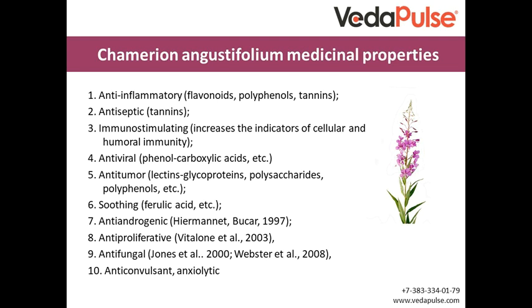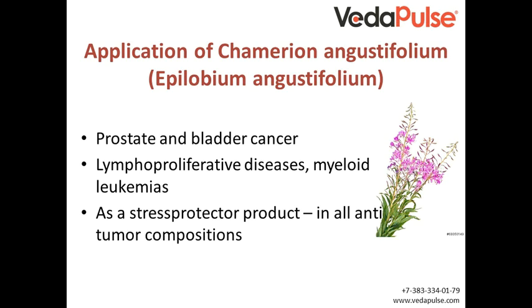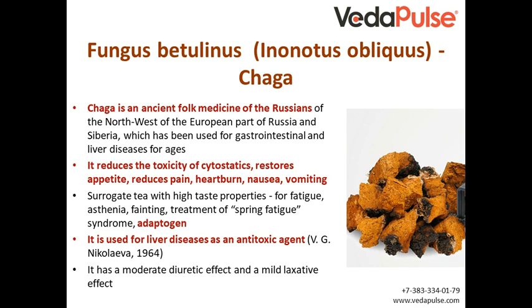We indicate Comarum non-fermented products based on the dried leaves of Comarum to patients suffering from prostate and bladder cancer, and also as an anti-stress protective remedy in all tumor compositions. We have already mentioned the effects of chaga, as it reduces the toxicity of cytostatics, restores appetite, reduces pain. We recommend to take green chaga, pour boiling water over it, infuse it, and take it with chaga powder.